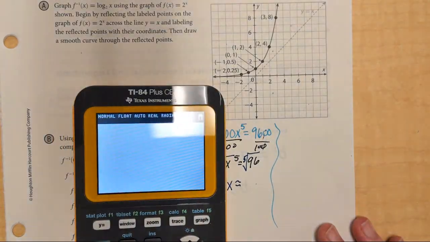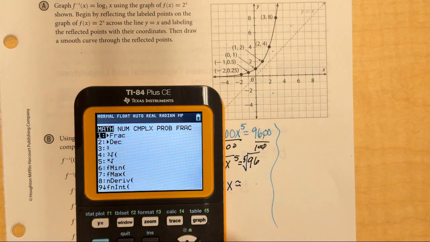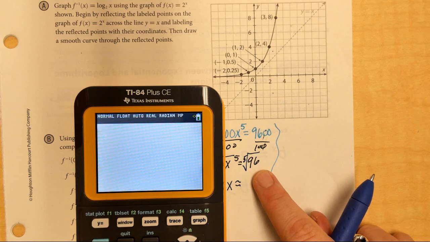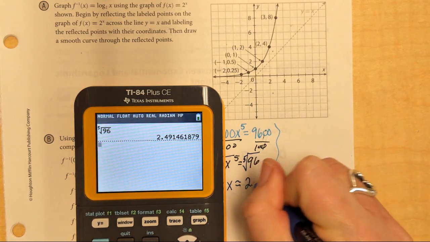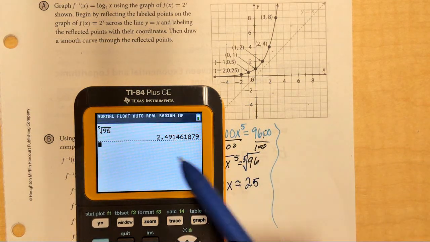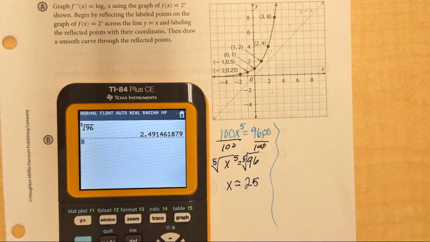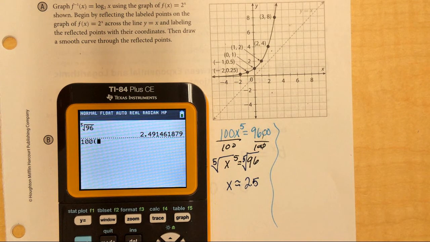When I do this in my calculator, don't forget, you go to math, and we want number 5 here, so that we can put a fifth root in, and we're taking it of 96. So x is about 2.5. I could round. That 4 can become a 5 due to the 9. Now, I want to check this. So we're going to say 100 times 2.5, that's what we got x to be, raised to the fifth power.